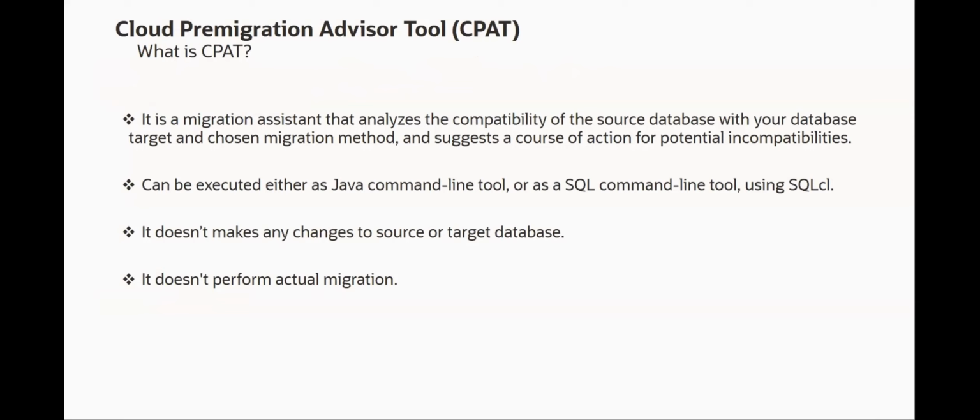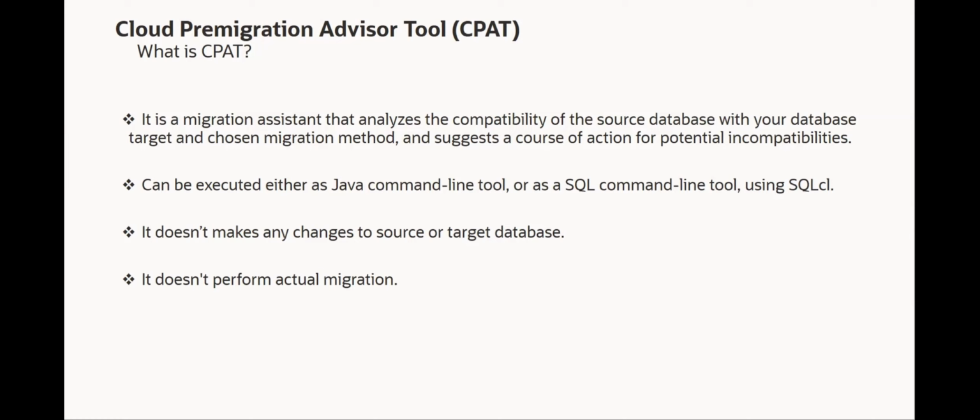CPAT is a migration assistant which basically can tell whether your source database is compatible for migrating to a specific target database using a chosen migration method. It identifies the potential incompatibilities and also suggests the actions that we need to take for a successful migration.